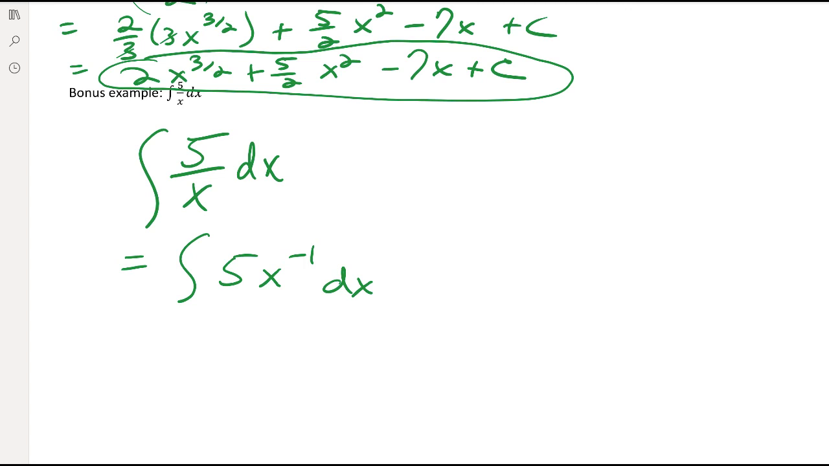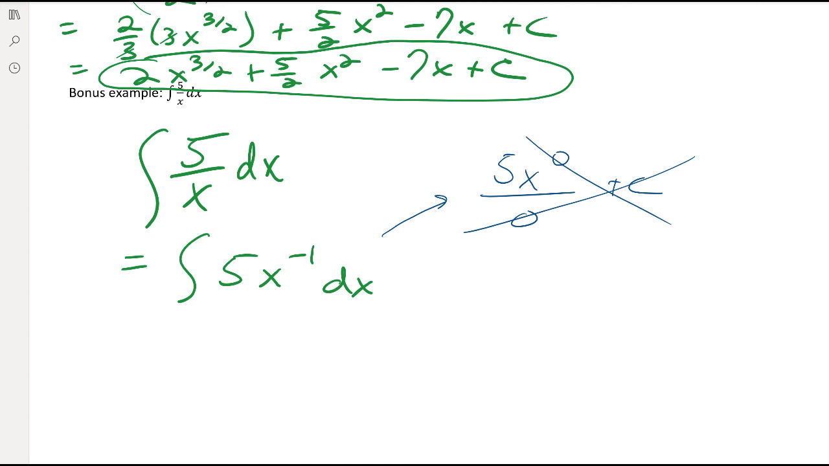Notice, if you tried to integrate this with the power rule, we would get 5x to the 0 power, because we're adding 1, divided by that new power of 0, plus c, and this is just undefined. So that's why this has to have a separate rule. And that rule is the natural log.